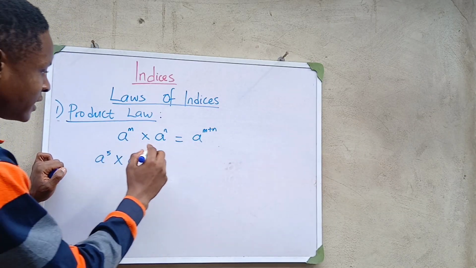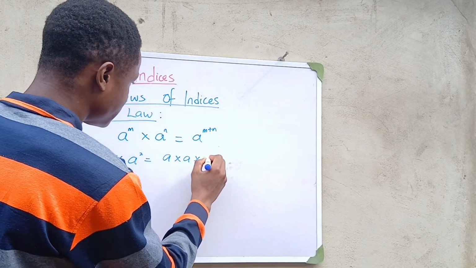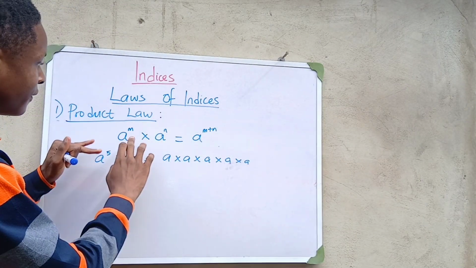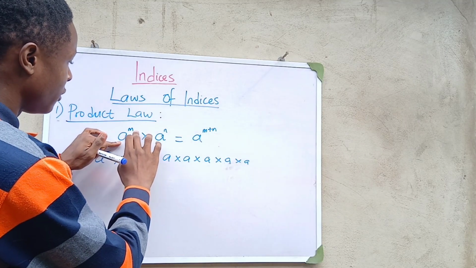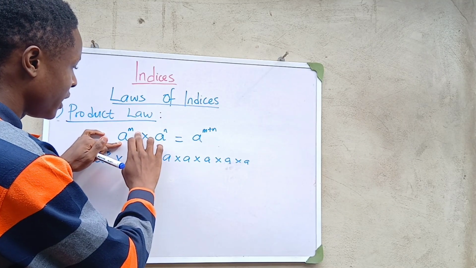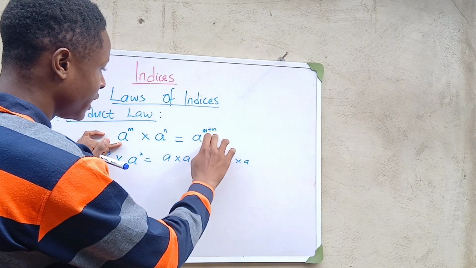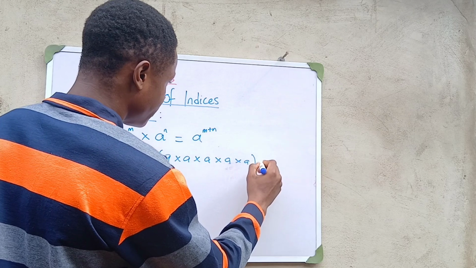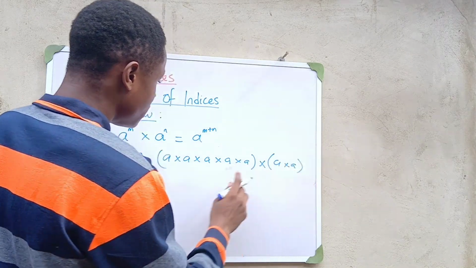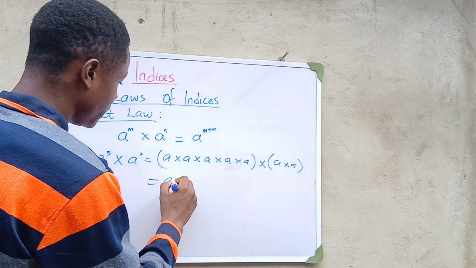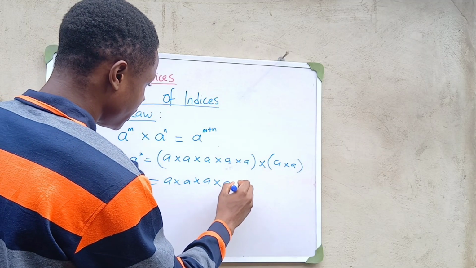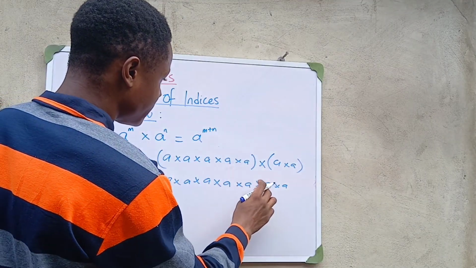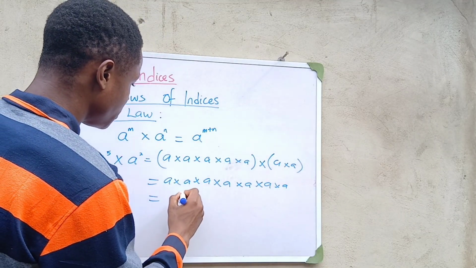A raised to power 5 is the same as a times a times a times a times a. Let me explain why, when we have a raised to power m times a raised to power n, we add their indices. So this is a times a times a times a times a, 5 times, now times a times a. If we open this bracket, we'll be left with a times a times a times a times a times a times a. 1, 2, 3, 4, 5, 6, 7, which is equal to a raised to power 7.